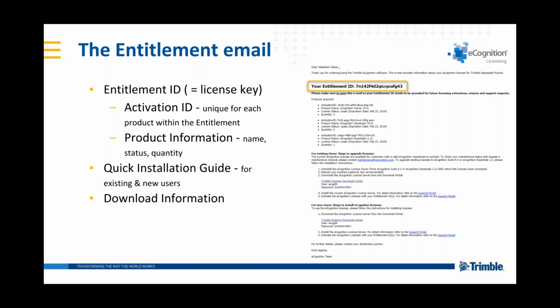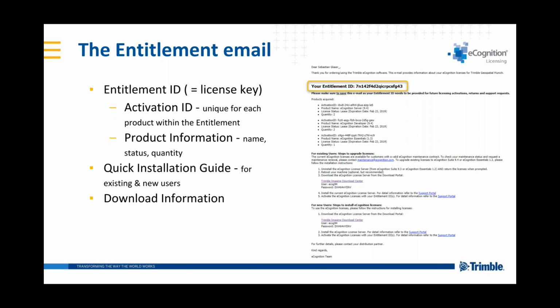We also see here, again, a unique activation ID for the developer product. And then finally, we see a unique activation ID again for the eCognition Essentials product. So 3 different products, 3 unique activation IDs. We start to read down further, and we get into what we'll call a quick installation guide. And we have 2 sections. One would be for essentially an existing user who's going to upgrade their license to a newer version. Here the steps are slightly different than if you are a new user installing eCognition for the first time.